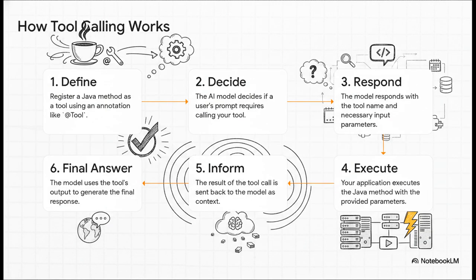The other absolute game-changing pattern is tool calling. This is how you let the language model actually interact with the outside world by calling your own Java methods. You just define a function, and the model itself decides when to use it. It literally tells your app, hey, call this tool with these arguments. Your app runs the code, sends the result back, and the model uses that new info to give a final, much more informed answer. This is how you connect your AI to live data.